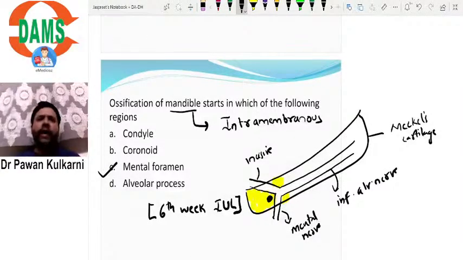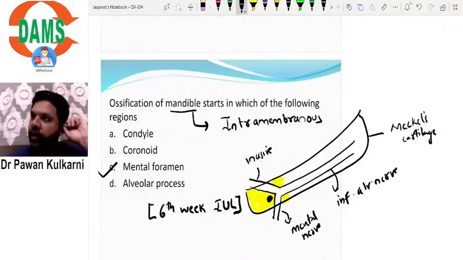That is why the majority of the mandible, be it the body of the mandible or the ramus, is formed by the intramembranous way. Only the symphysis, condyle and coronoid are formed by endochondral ossification. So the three parts of the mandible formed by endochondral ossification are the symphysis, condyle and coronoid. The rest, the body and ramus of the mandible, is formed by intramembranous ossification.